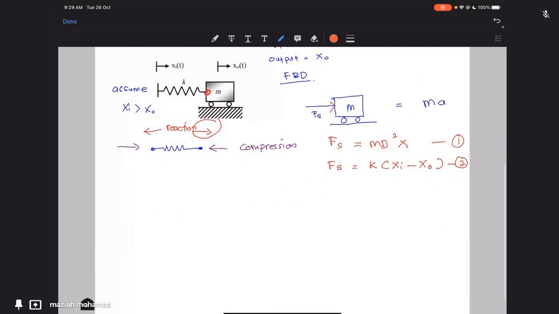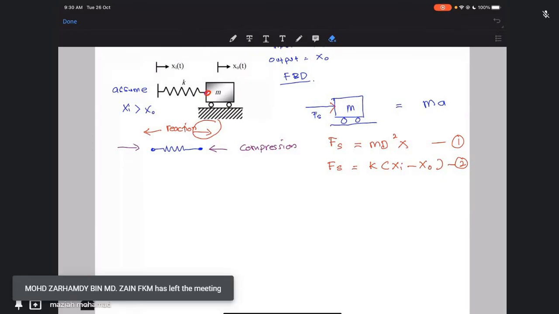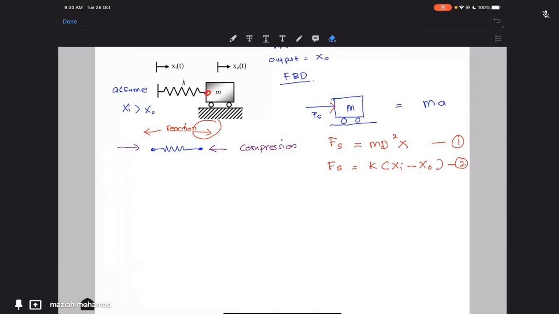Right. Before we draw a block diagram, any questions from you guys regarding the free body diagram, the equations, etc.? Anyone? So far good, Doctor. Okay, thank you, Taufik. All right. Thank you, Hafizan. All right.